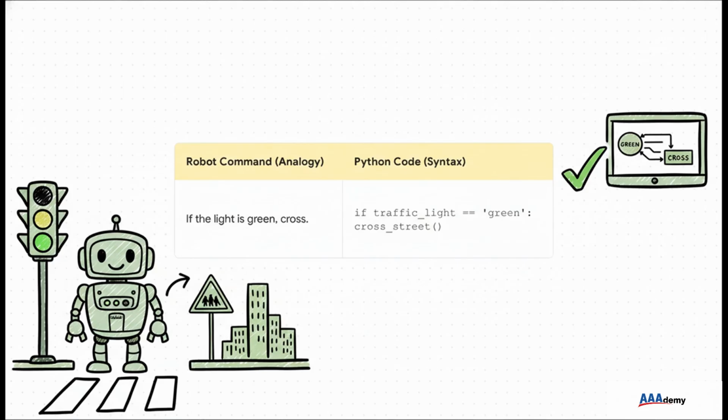And look at the Python code. It's pretty much a direct translation. The condition is checking if the traffic light equals green, and the action is to run the cross street function. See? It's a clear, logical rule that becomes code.